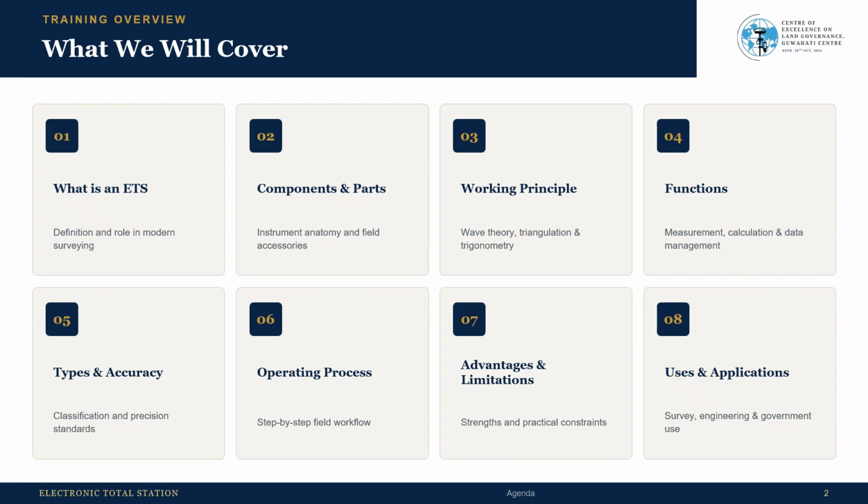First, we will understand the basic concept of an electronic total station. Next, we will identify its major components and understand how each component contributes to the surveying process. We will then look at the scientific principle behind distance measurement, followed by the measurement and calculation functions of the instrument. After that, we will discuss accuracy, the standard field operating workflow, and the major advantages and limitations. Finally, we will explore how total stations are used in surveying, mapping, construction, engineering, monitoring, and other applications.